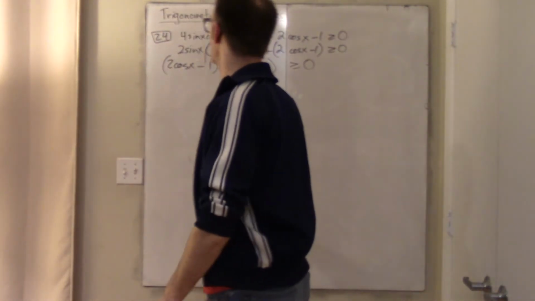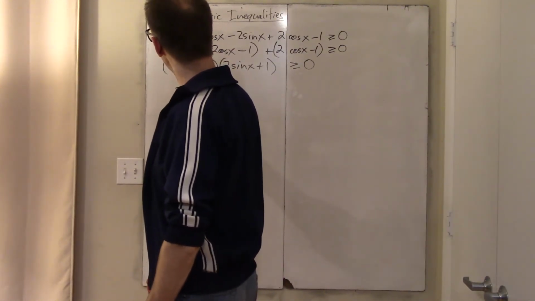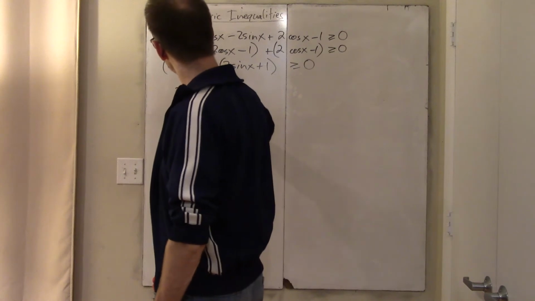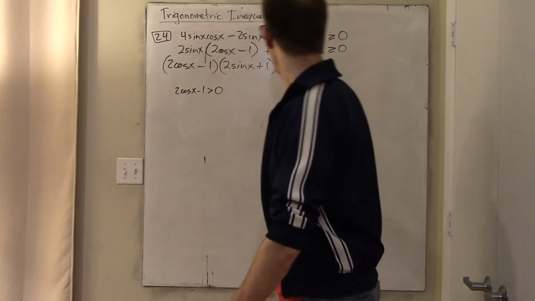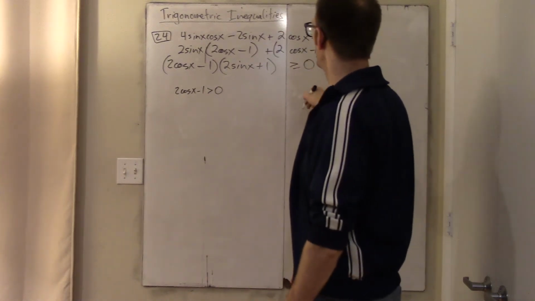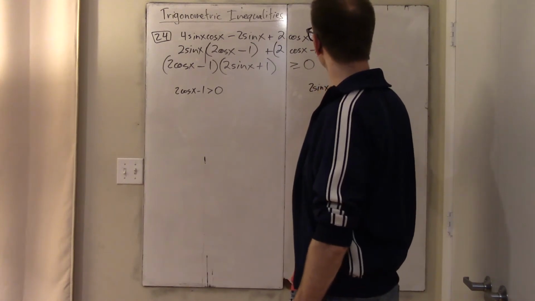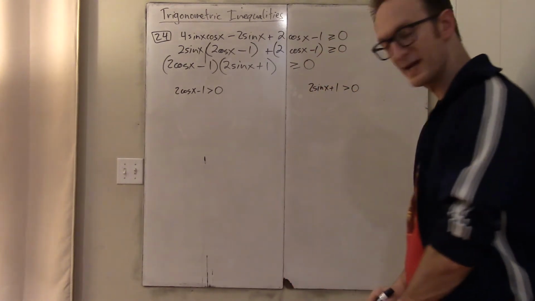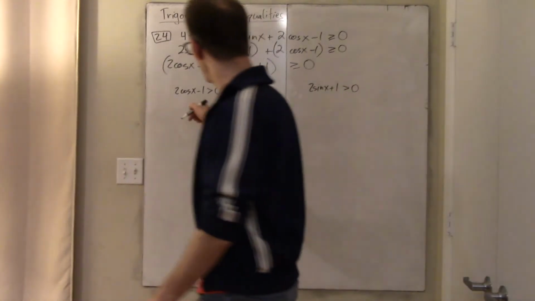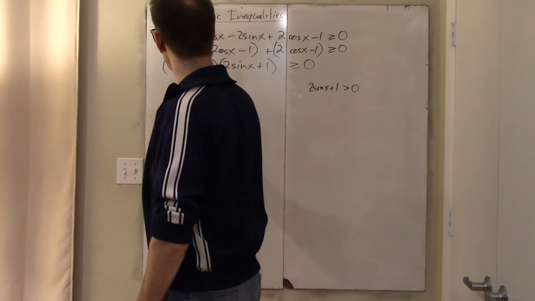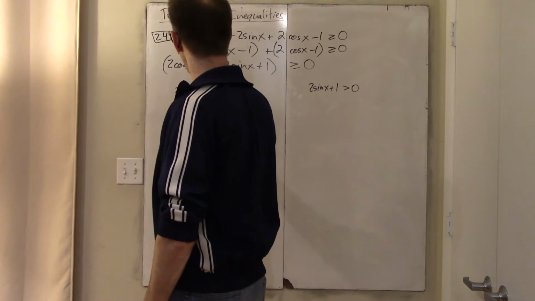So let's determine when, I'll even just write it. Side project: when is 2 cosine x minus 1 going to be positive? And over here, I'll ask the question, when is 2 sine x plus 1 going to be positive? And now I'm just going to solve these 2 things separately. Okay, well, let's do that. I know how to do this. So this is going to be when 2 cosine x is greater than 1. So that's when cosine x is greater than half.